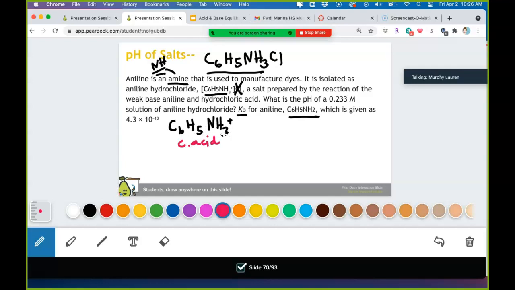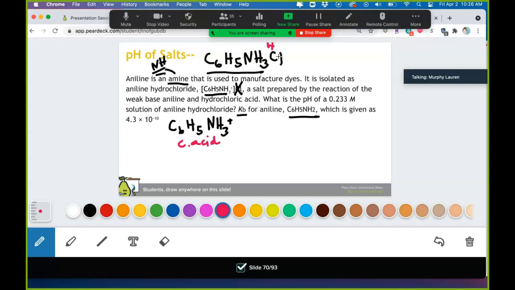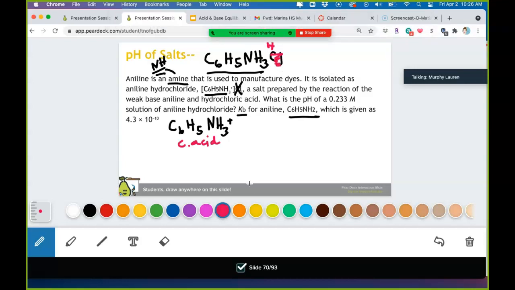So this is the part of the salt that's going to undergo hydrolysis, because the Cl comes from HCl, and HCl is strong, so it's not this part of the salt that we care about. And to do hydrolysis, what do I add to it? Water. And what do acids do? They lose hydrogen ions, right? So this guy's going to lose a hydrogen, and the water is going to take it.